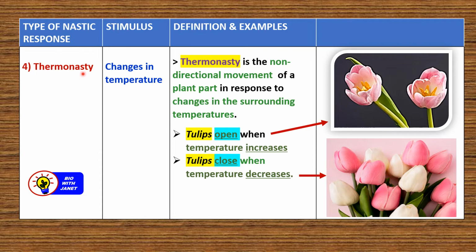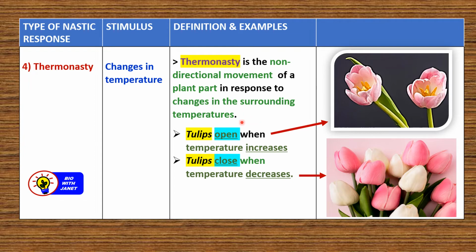The fourth type of nastic response is called thermonasty. The stimulus is changes in temperature. The word thermo means something to do with heat or temperature. So thermonasty is the non-directional movement of a plant part in response to changes in the surrounding temperature.